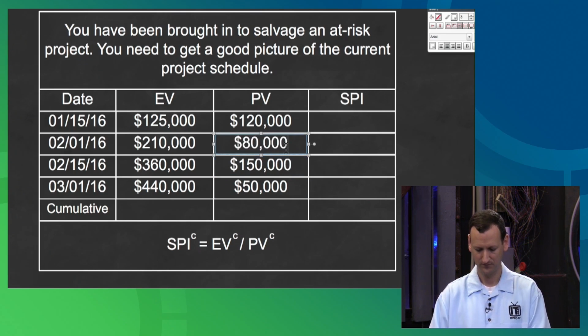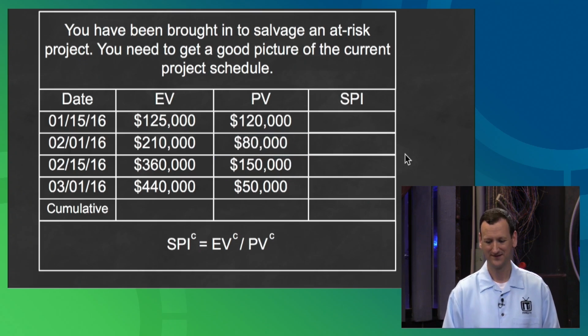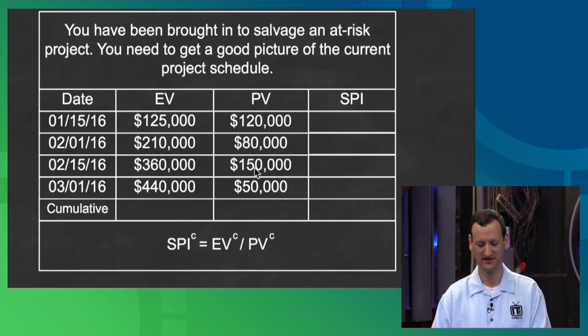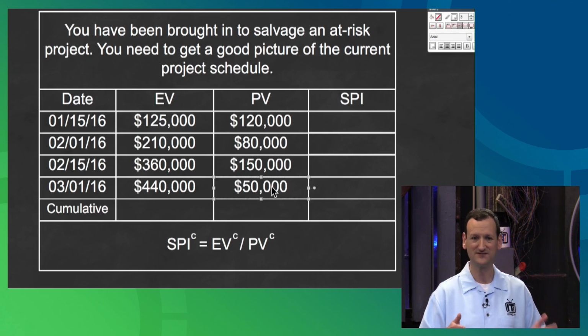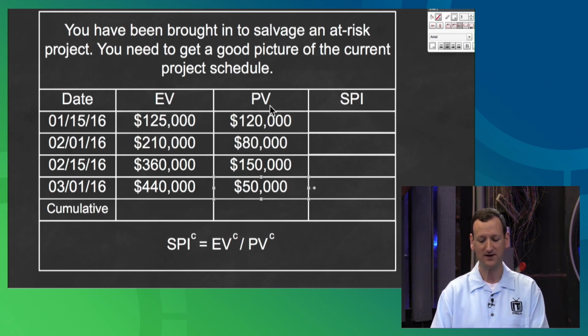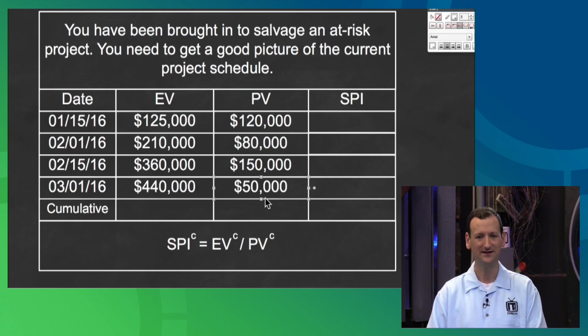Okay. When I look at these numbers, let's say on the exam I get a chart and it looks like this. On the left side, see how the numbers steadily grow? 125,000, then 210,000, then 360,000, then 440,000. On the plan value side, though, they don't. Sometimes they grow, sometimes they shrink. 120,000, then down to 80, then up to 150, then down to 50,000. It's going up and down. We get these variations, okay? You expect to see variations like that when you've got it per reporting period.